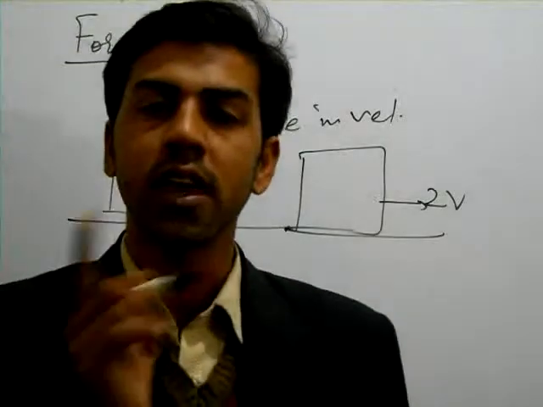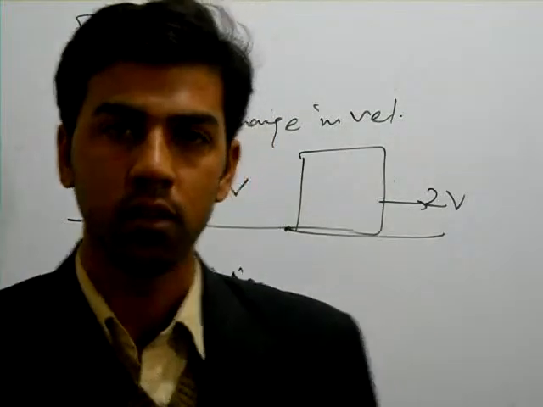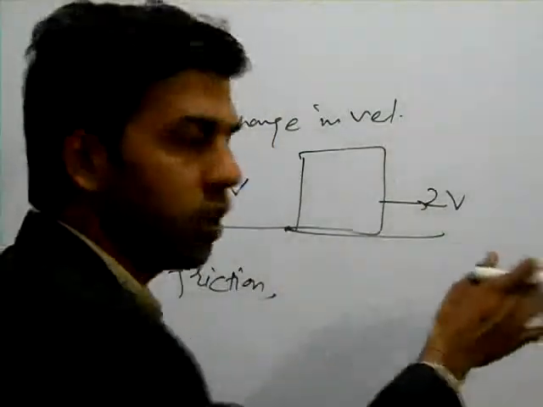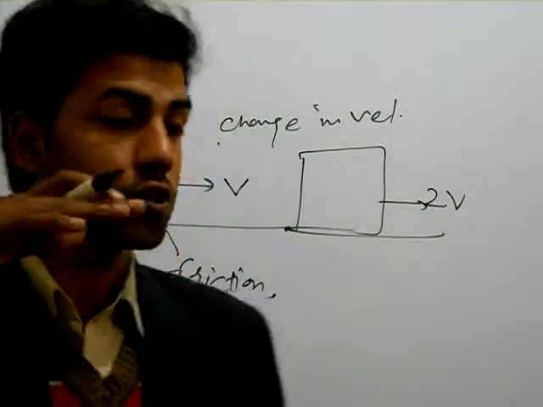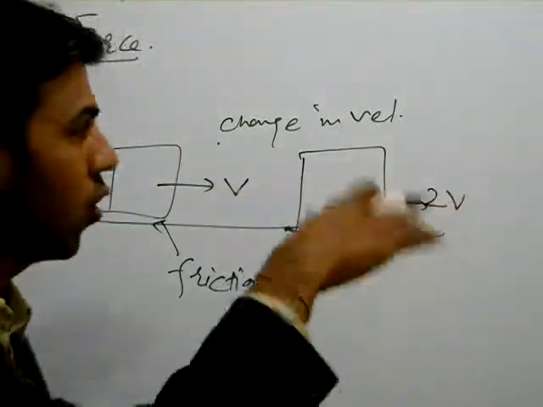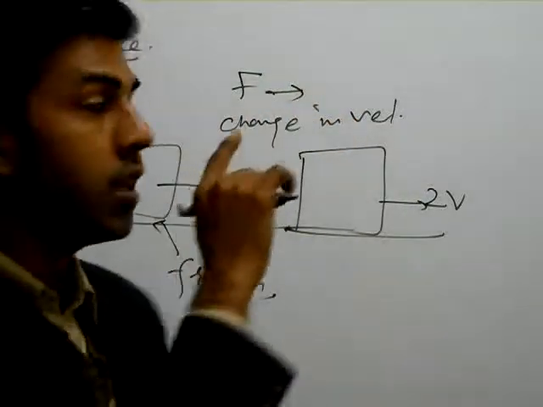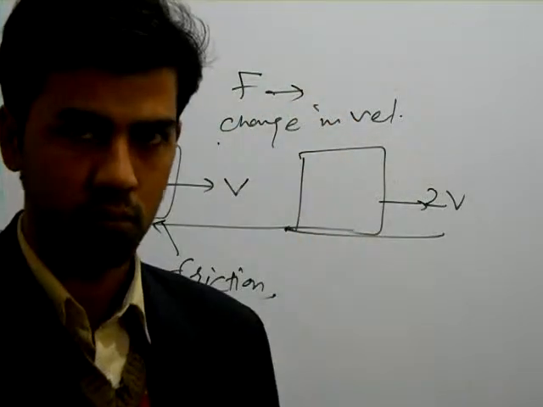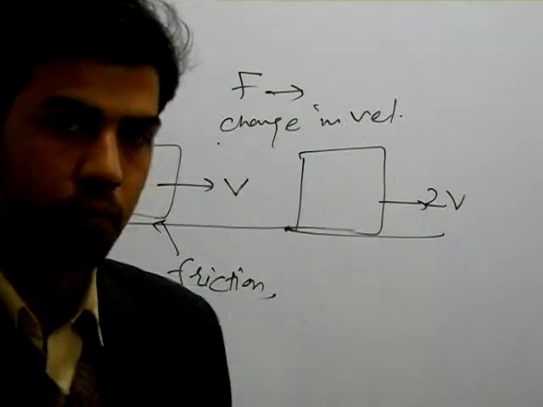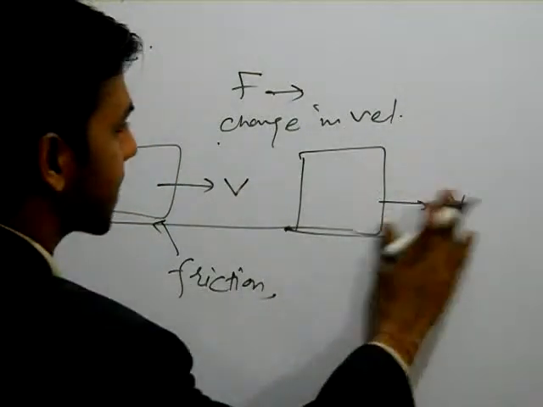Velocity का direction क्या है? Velocity का change in direction क्या है? From v to 2v, so the direction of change in velocity is in this direction. So that's why the direction of force is in this direction. Force का direction भी यही होगा. Okay, let us see another example.